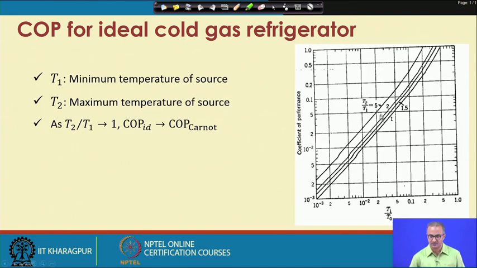And in this figure, we show how the coefficient of performance changes with T1 by T0 for various values of T2 by T1. When T2 by T1 is 5 here, 2 here, and as it goes towards 1, that means we are going towards the Carnot. So whatever COP we get then will correspond to the Carnot COP. That is why I say that as T2 by T1 approaches unity, the ideal COP approaches the Carnot COP.